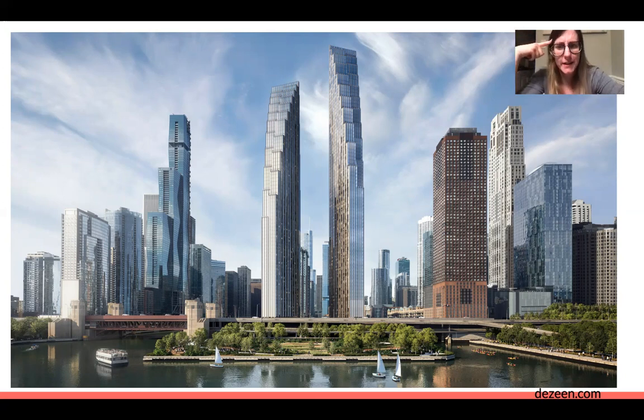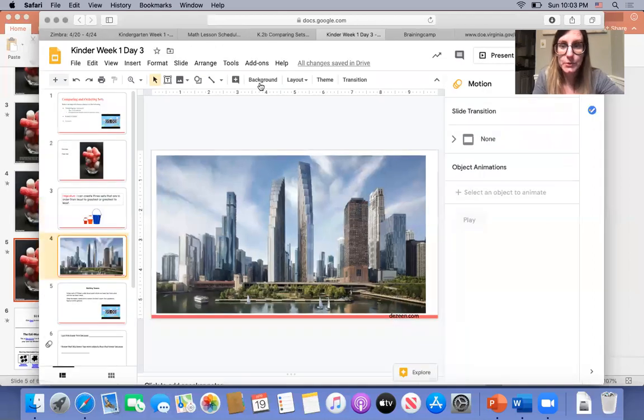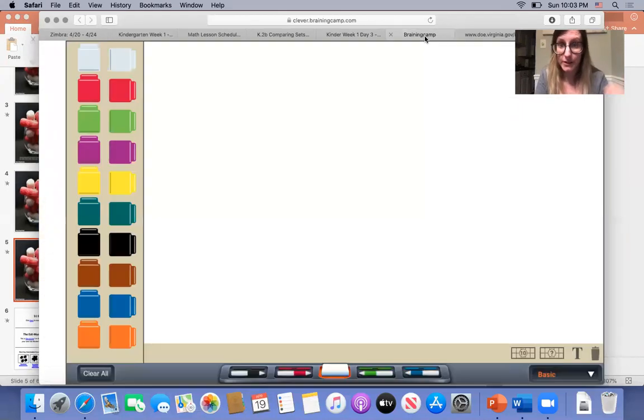Our brains are really thinking about these buildings, and what we're going to call them are towers. These are tall towers. Some of them are taller than the others. Another way we can say that is their height is greater than the others. And we're going to be thinking about towers today with our task. I'm going to show you some tools, that how we can use tools to build towers.